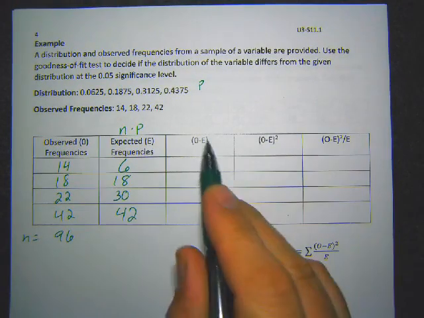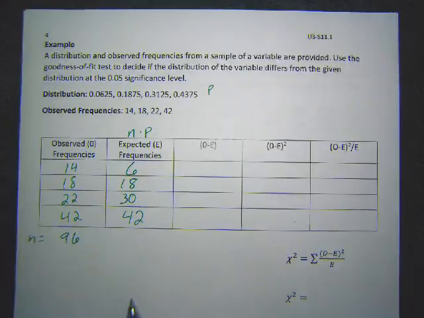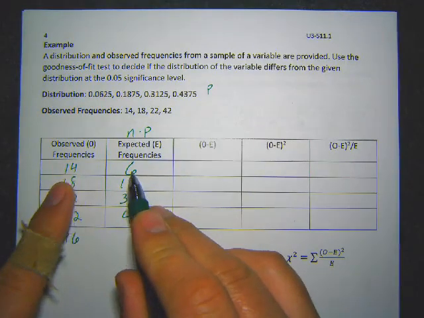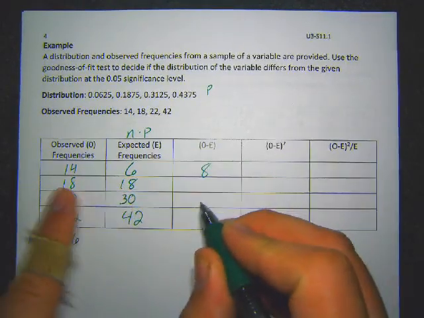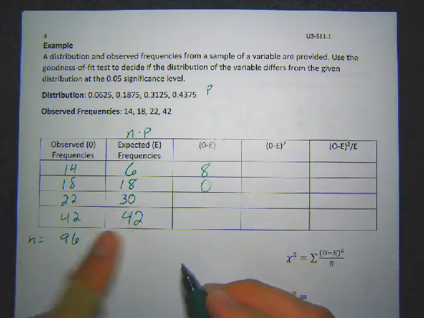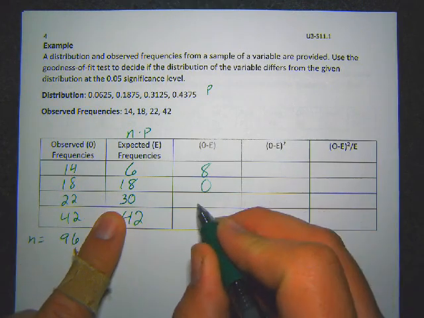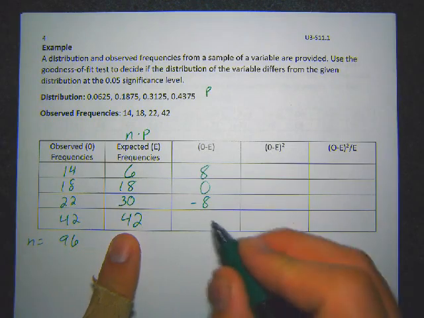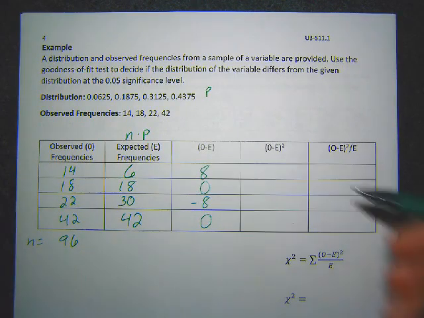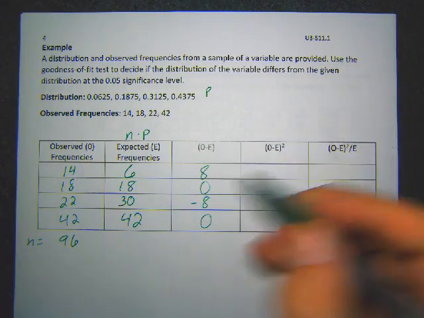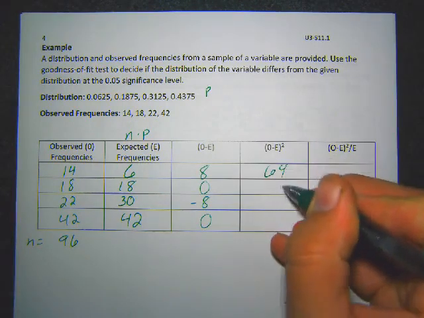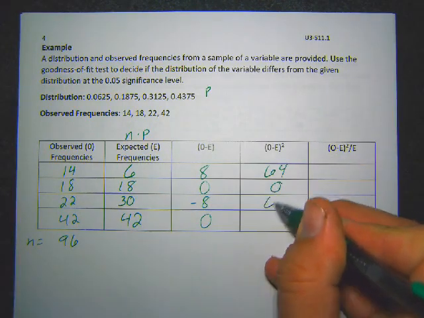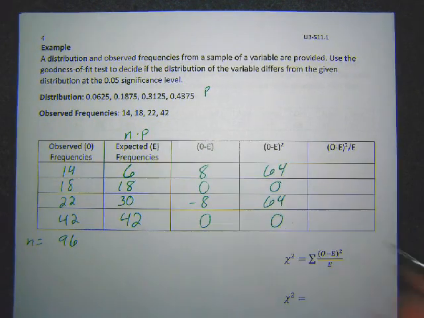First thing we do in the test is subtract observed and expected frequency. I'm going to take my observed and subtract my expected. So 14 minus 6 is 8. 18 minus 18 is 0, so that one's not much of a change. 22 minus 30 is negative 8. 42 minus 42 is 0. Then we're going to take each one of those and square them. So 8 squared is 64, 0 squared is 0, negative 8 squared is still 64, and 0 squared is 0.